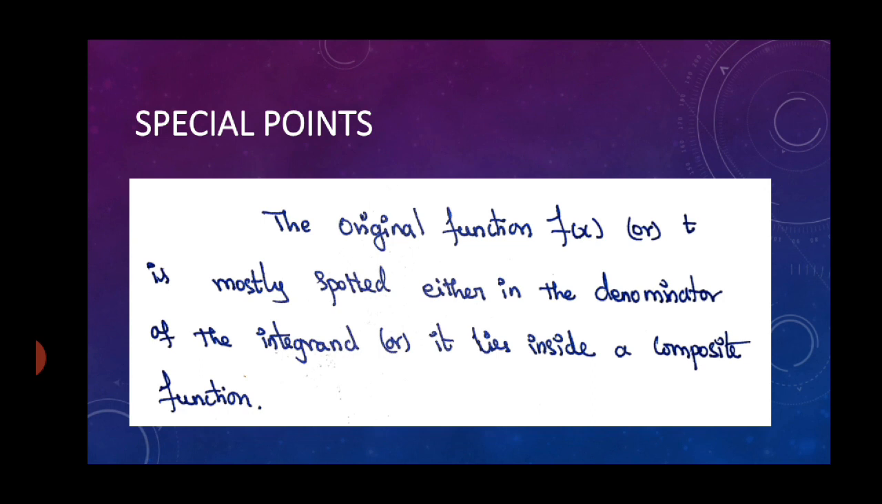Or else you will be having the function inside a composite function. Composite function means function of function. So when we see some examples, I'll help you, but this is the hint point. Either you will be having the function in the denominator, or it lies inside a composite function. So that is going to be your original function f of x or t. Okay, so the special point is very important. The original function f of x or t is mostly spotted either in the denominator of the integrand, or it lies inside a composite function.